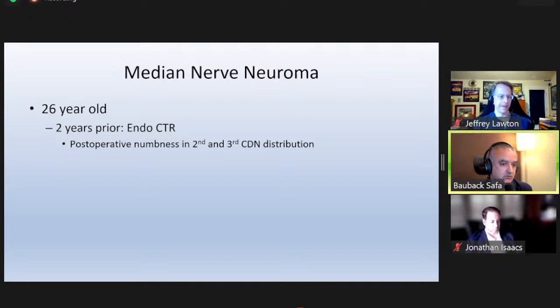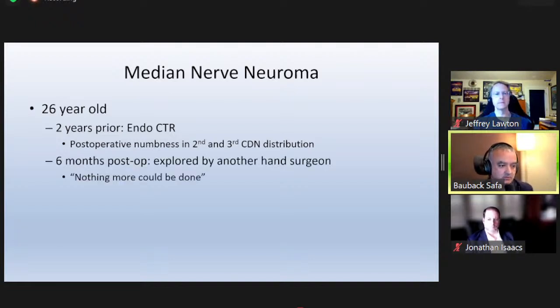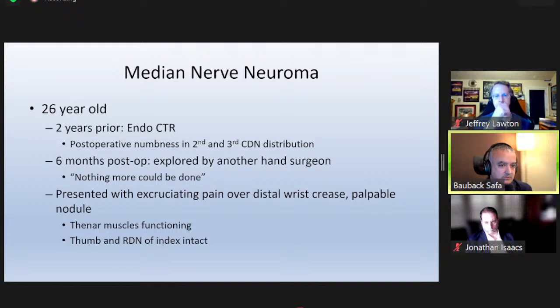This surgeon did actually refer the patient out, and by 6 months post-op, he was explored by another hand surgeon. The op note said there was a lot of scar tissue, and he was having difficulty identifying what was normal and what wasn't, and that, quote, nothing more could be done. So another 6 months went by, and eventually he presented to our clinic, and his main complaint was not of numbness, it was actually of excruciating pain over the distal wrist crease. He actually had a palpable mass there. Fortunately for him, his thenar muscles were working, and the sensation to his thumb and radial index was intact.